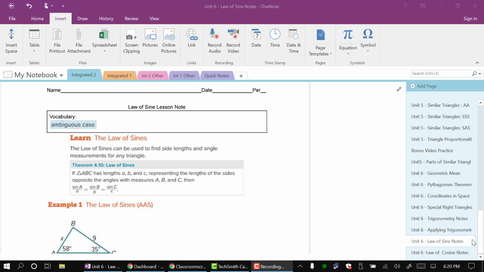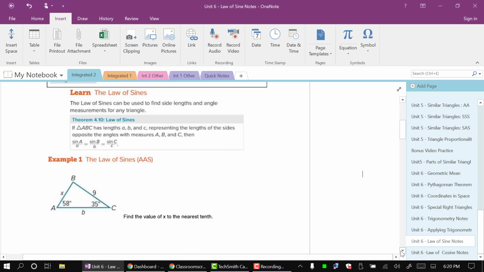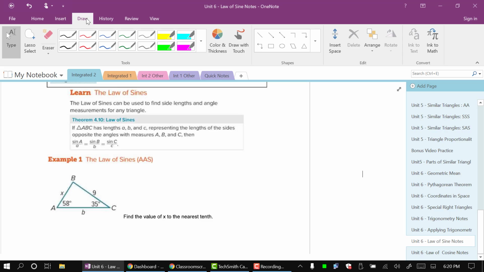If triangle ABC has lengths a, b, and c representing the side lengths opposite the angles with measures A, B, and C, then sine capital A over little a equals sine capital B over little b equals sine capital C over little c. So let's take a look at an example and give this a shot. The best way to understand a theorem is to use an example.